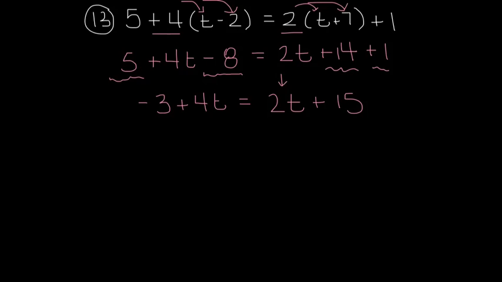Collecting the terms now, I can subtract the 2t from both sides. I bring down the negative 3. 4t minus 2t is positive 2t.